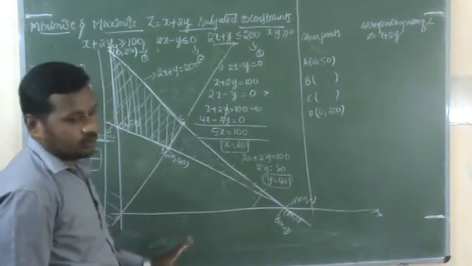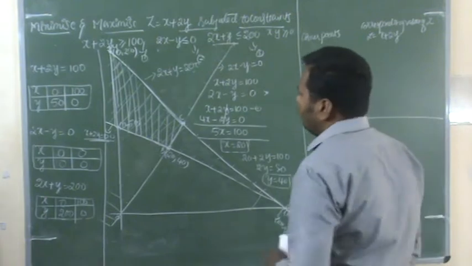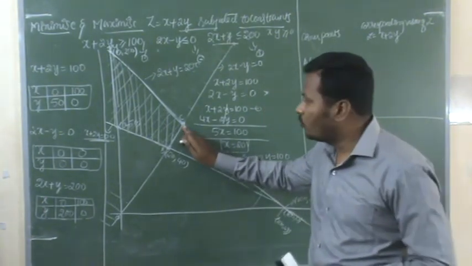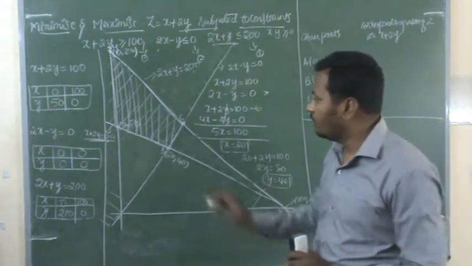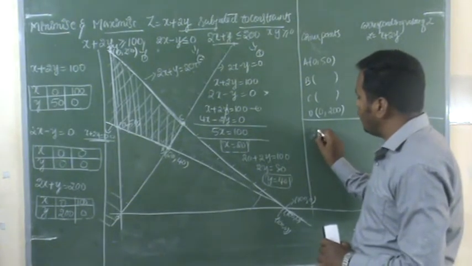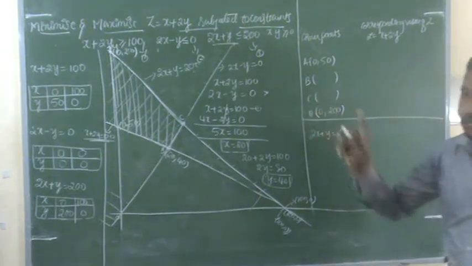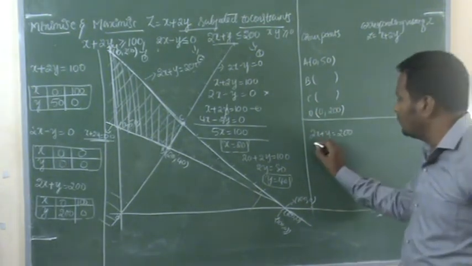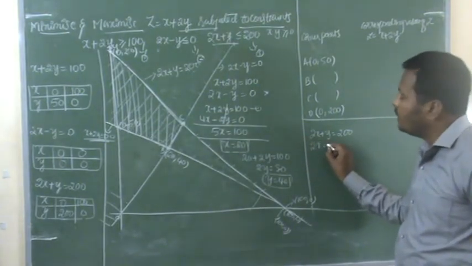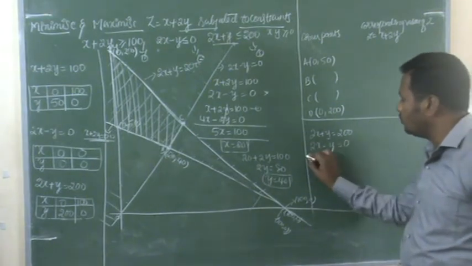Again we solve the second intersection of lines. We get the point C. The second line is 2x plus y is equal to 200. Similarly, the intersection with the line 2x minus y is equal to 0.